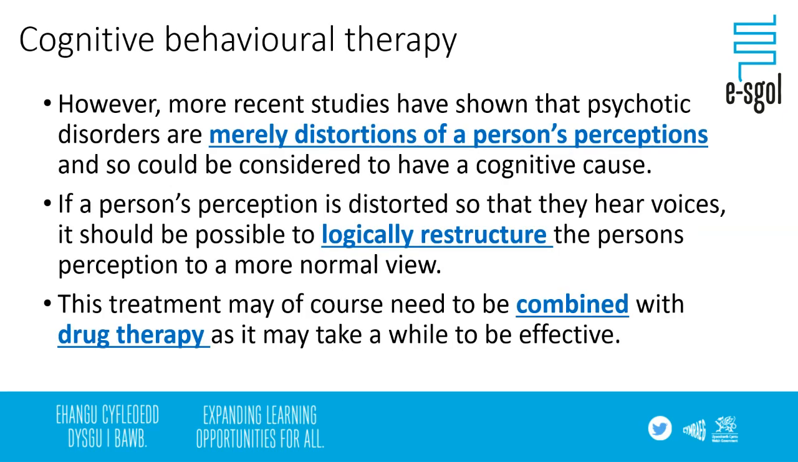So more recent studies have shown actually that psychotic disorders are merely distortions of a person's perception, and so they could be considered as having a cognitive cause. And if a person's perception is distorted so that they hear voices, then it should be possible to logically restructure the person's perception to have that more normal view. This treatment may, of course, need to be combined with drug therapy, as it may take a while to be affected. And that bottom bullet point is really, really interesting here, and absolutely something that you can bring into your essays.